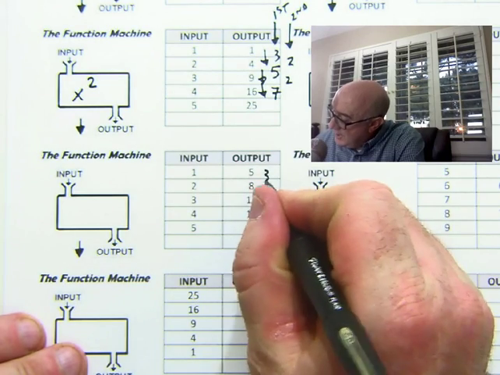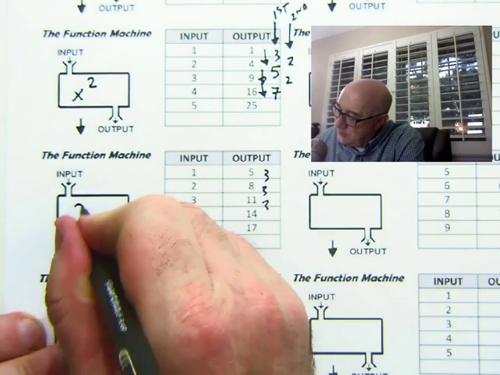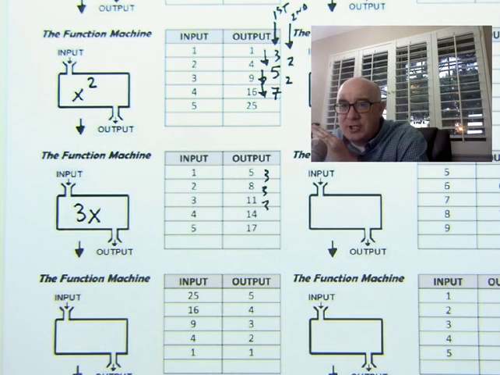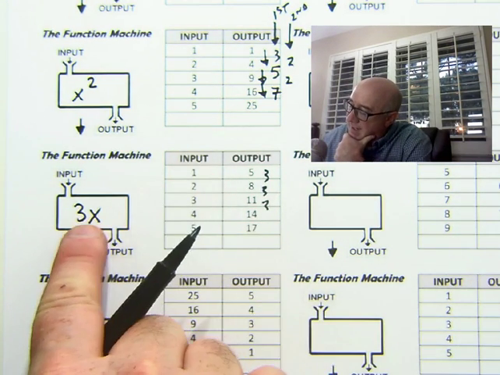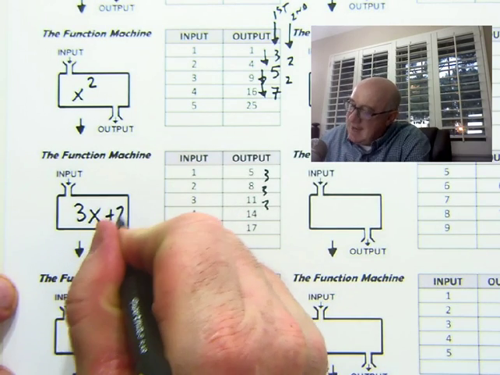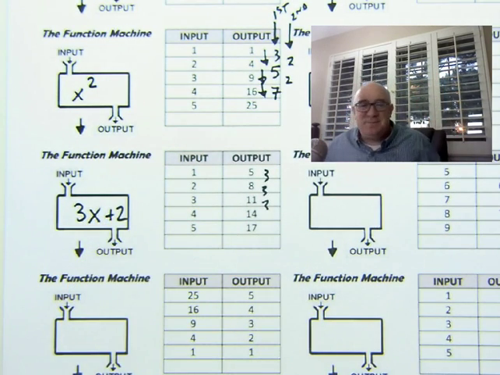3, 3, 3, perfect. 3x. Notice constant change, 3x. And then I got to make it work. If I put in a 1, I get 3. I need a 5. It's getting easier. Good luck with this.